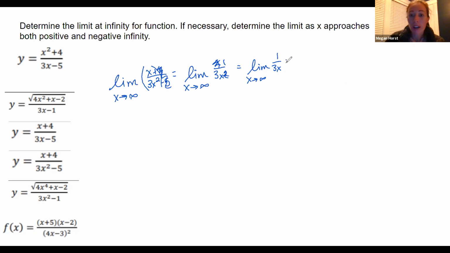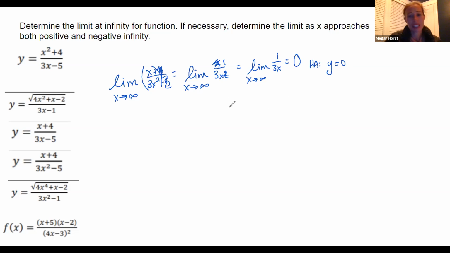So if I do 1, if you don't believe me, put it into your calculator. 1 divided by 1,000,000 is going to get you a number really, really close to 0. So this is approaching 0, which means that my horizontal asymptote is y equal to 0.